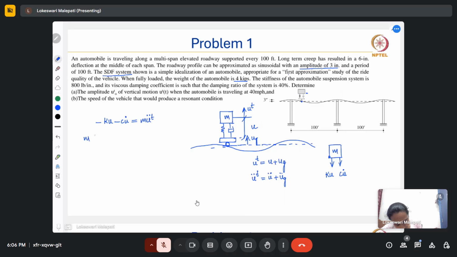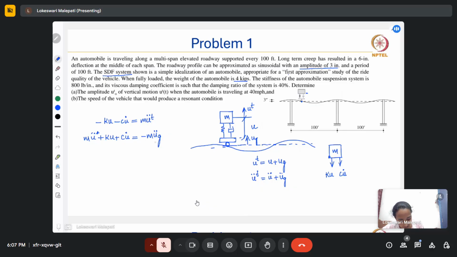So we can substitute in this. We will have m u double dot plus ku plus c u dot is equal to minus m ug double dot. So now this equation is very similar to the earthquake vibration response differential equation.